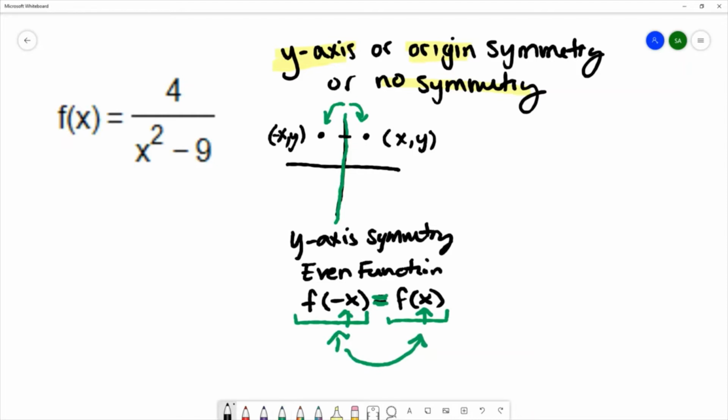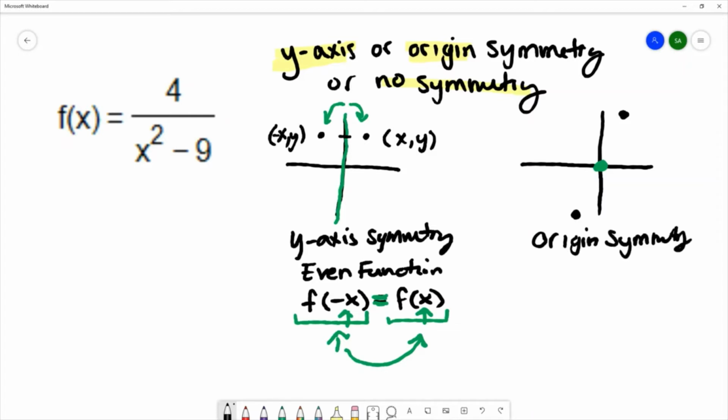Let me also remind you about origin symmetry. Origin symmetry is when we have a mirror image over the origin. And so that means you're going to have a mirror in opposite quadrants. So say if you have a point here, you would have a mirror of that point here in the opposite quadrant. So that's when you have origin symmetry. Any function that has origin symmetry we call odd, an odd function.